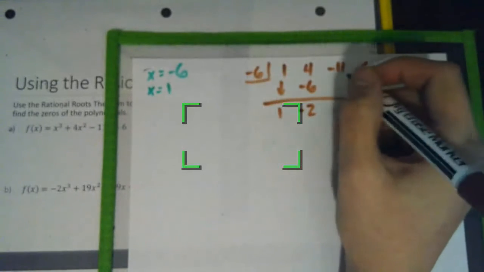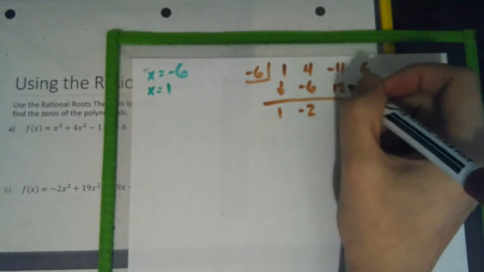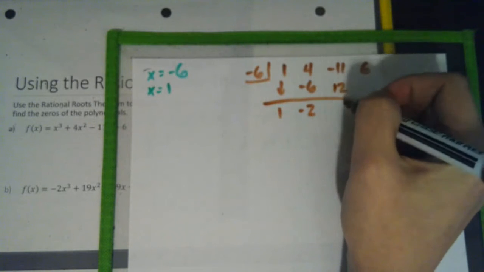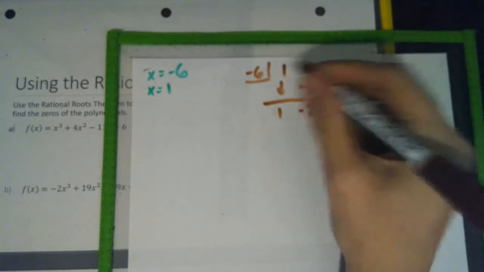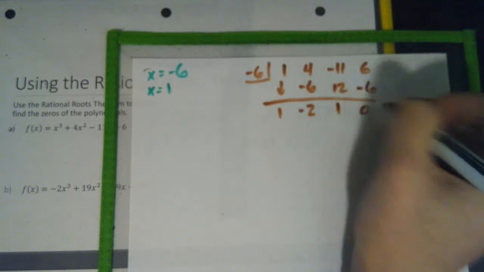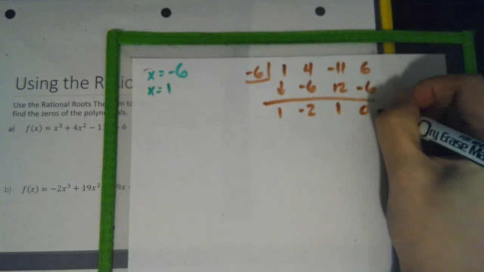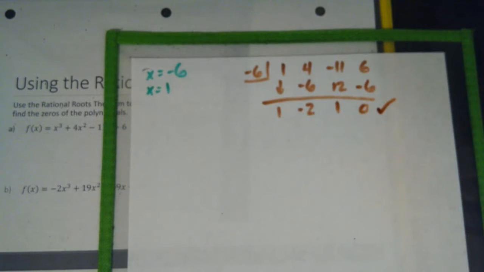I multiply. -2 times -6 is +12. Then I add, -11 plus 12 is 1. 1 times -6 is -6. I have a remainder of 0. Remainder of 0 means yes, this is in fact a 0.